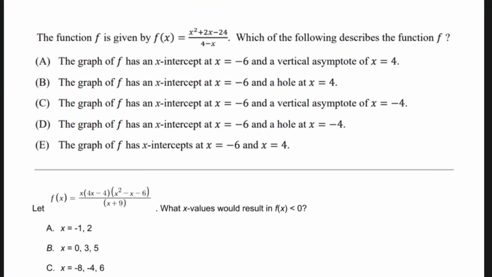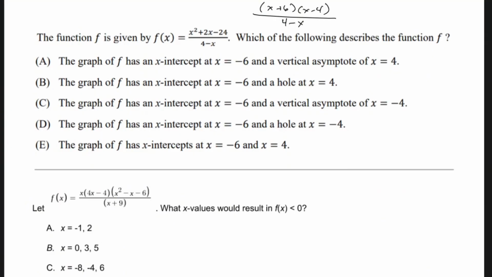The function f is given by f of x equals the quadratic x squared plus 2x minus 24 all over 4 minus x. Which of the following describes the function f? So they want x-intercepts, vertical asymptotes, holes, stuff like that. Let's factor out the top. Two numbers that multiply to negative 24 and add up to 2: that would be negative 6. Nope, positive 6, negative 4. All over 4 minus x.